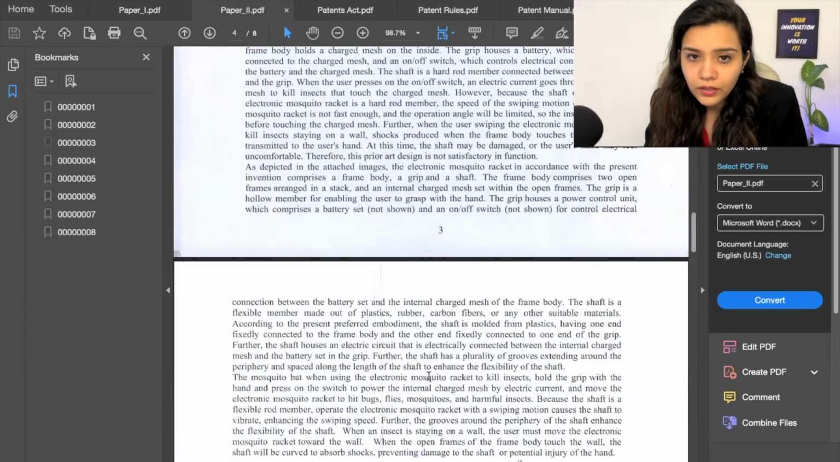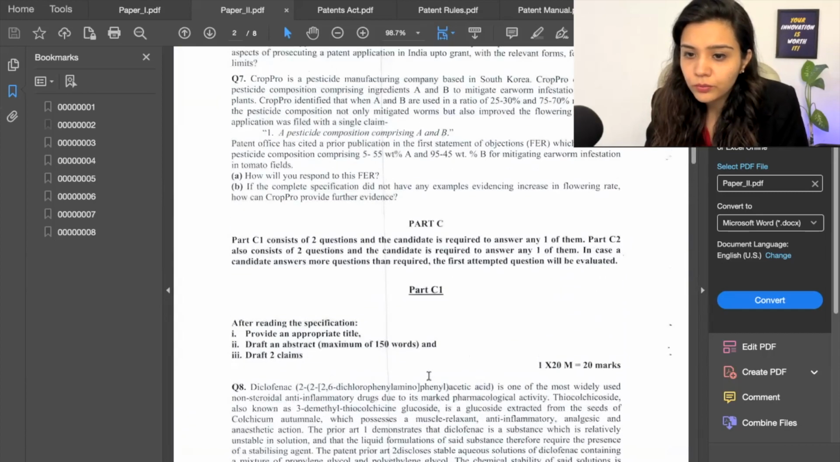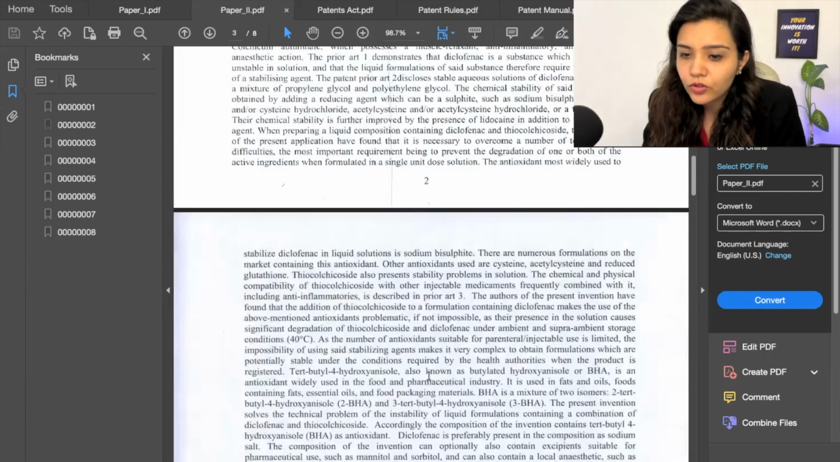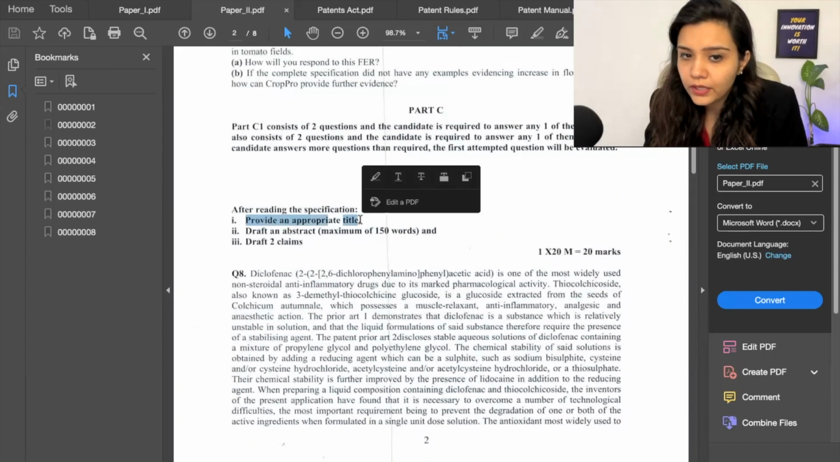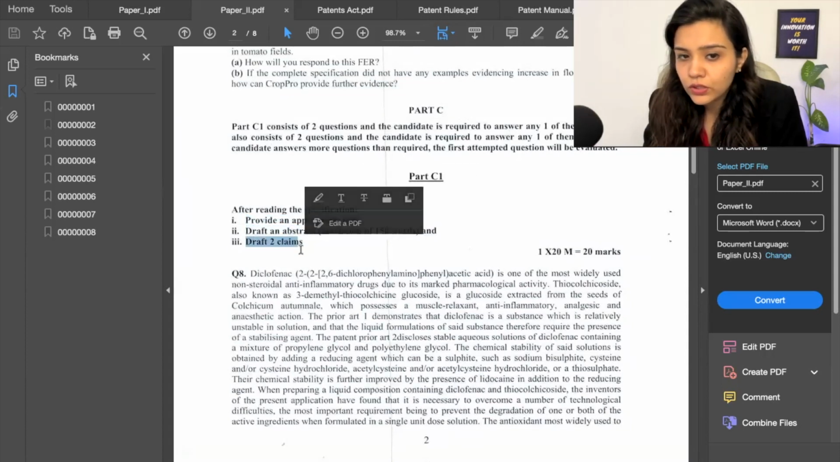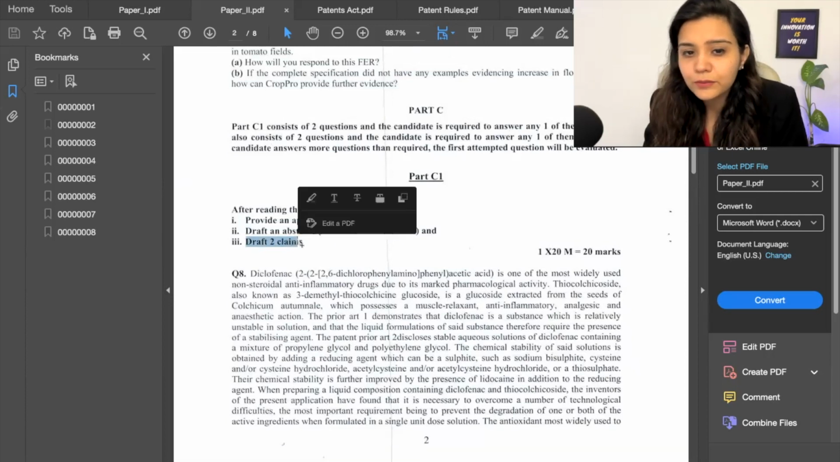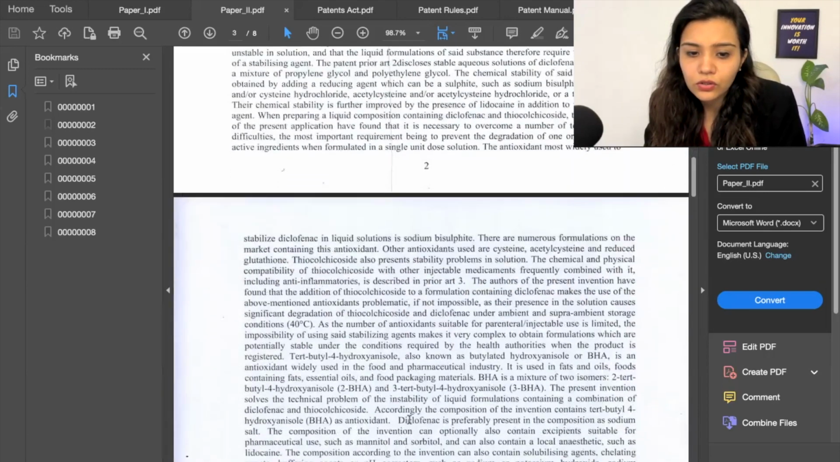So in part C, there would be mostly 2 questions. One would be the 20 marks question and one would be the 50 marks question. In the 20 mark question, they'll ask you to write an appropriate title, write an abstract, and draft at least 2 claims. Sometimes they give just 2 claims, sometimes they say at least 2 claims. So you should know how to draft the claims, which we'll study in the later lectures also.